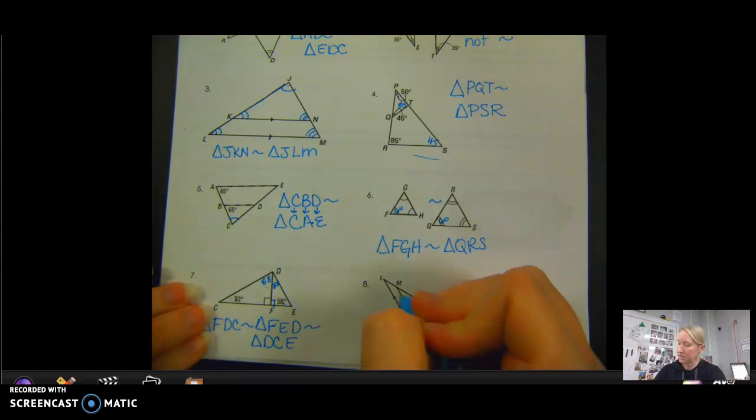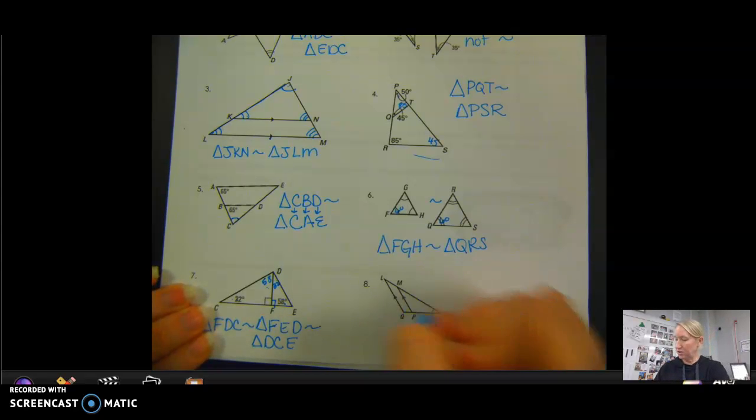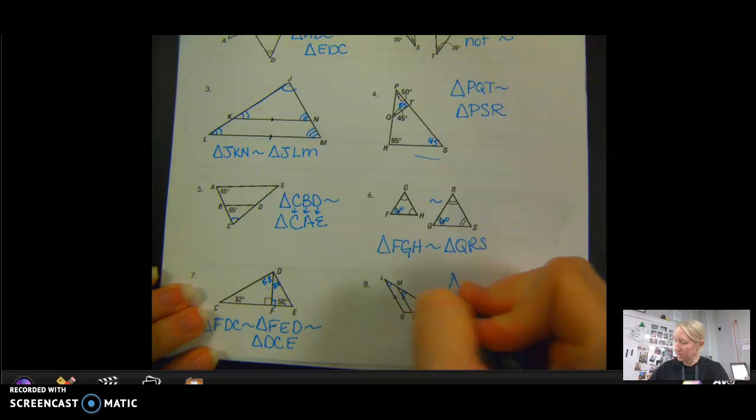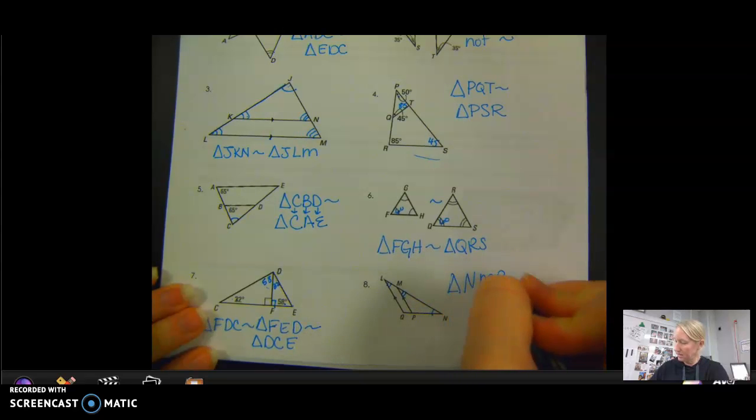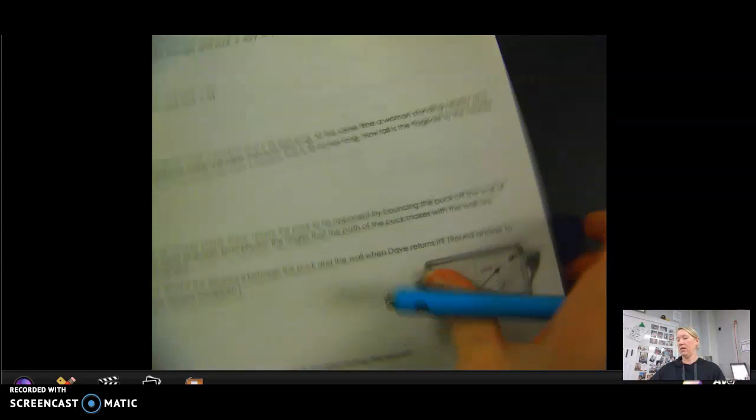And then the last one, these two things are parallel and the angle is congruent to itself. We have one triangle and then the big triangle. This is congruent to this by corresponding angles. So I have triangle NMP similar to triangle NLQ. All right, next page.